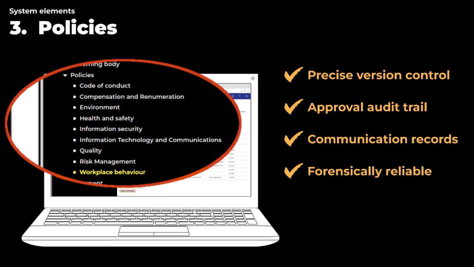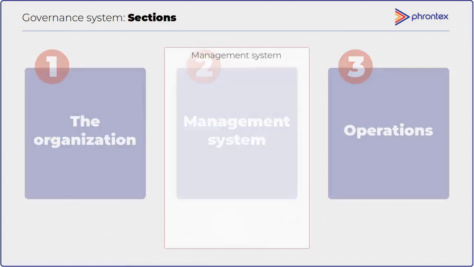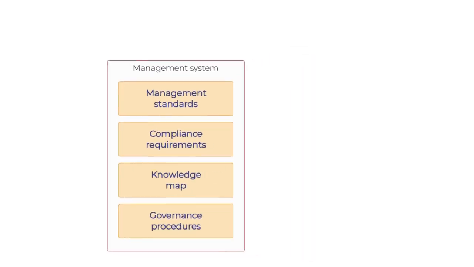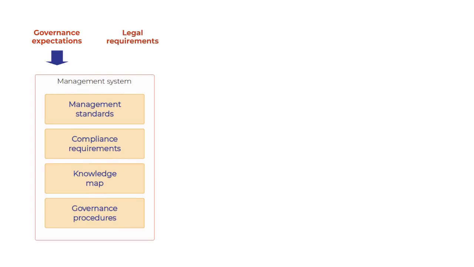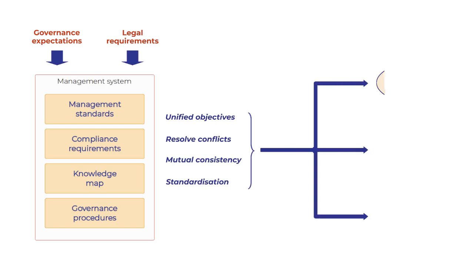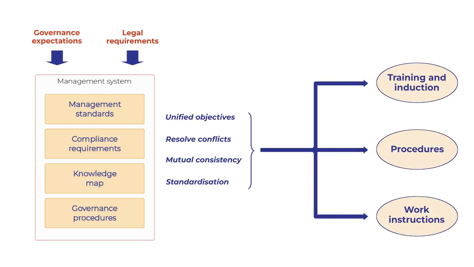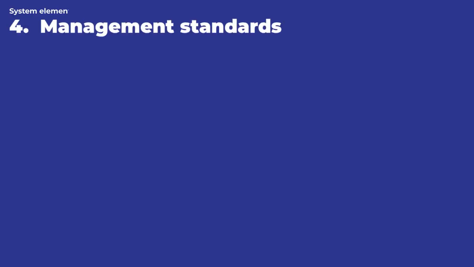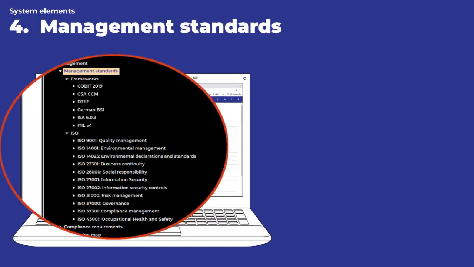Section 2 defines your management system. It contains standards and guidelines for your managers to govern the procedures and activities for which they are accountable. This is where you do the creative thinking about how to meet your governance expectations and ensure you have a single, consistent approach to meeting all your compliance requirements. Element 4 is your register of management standards.